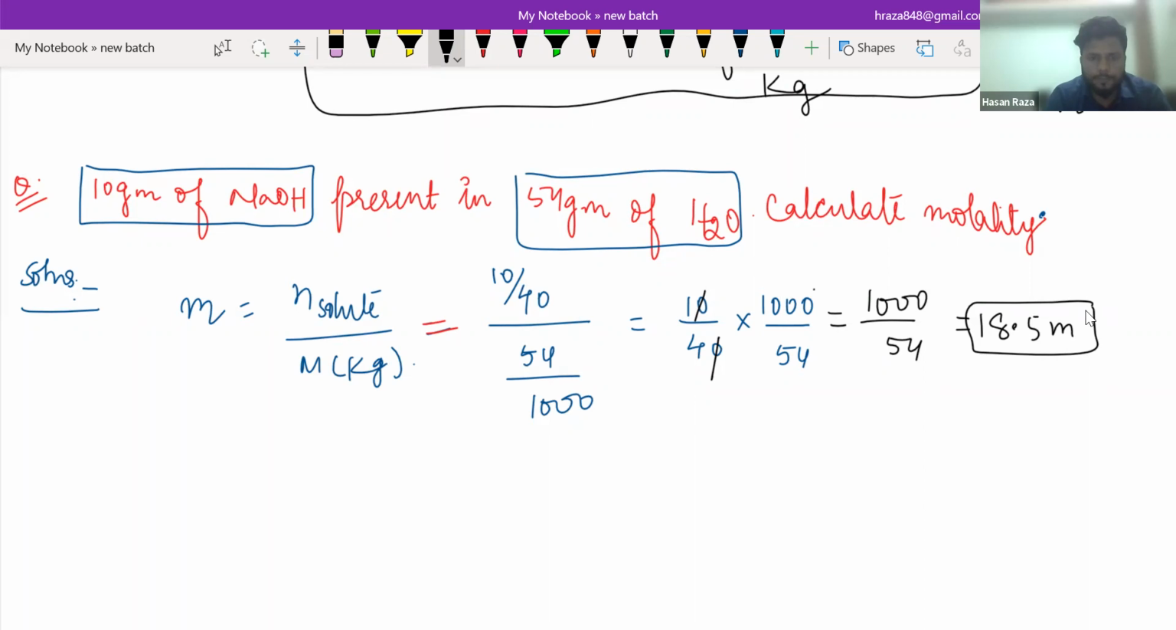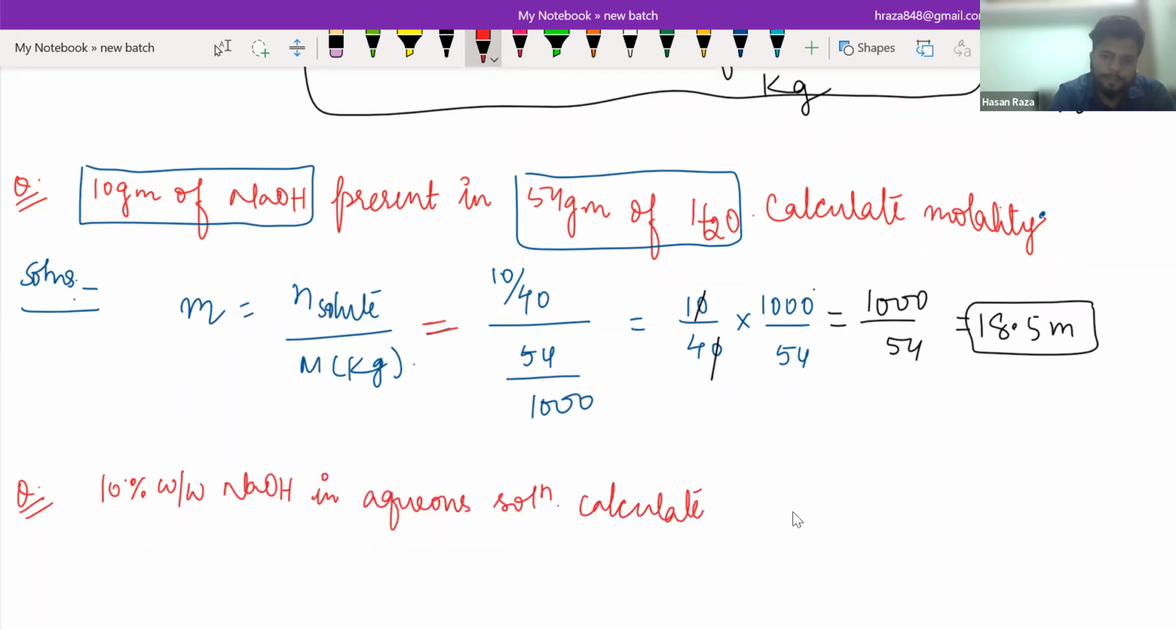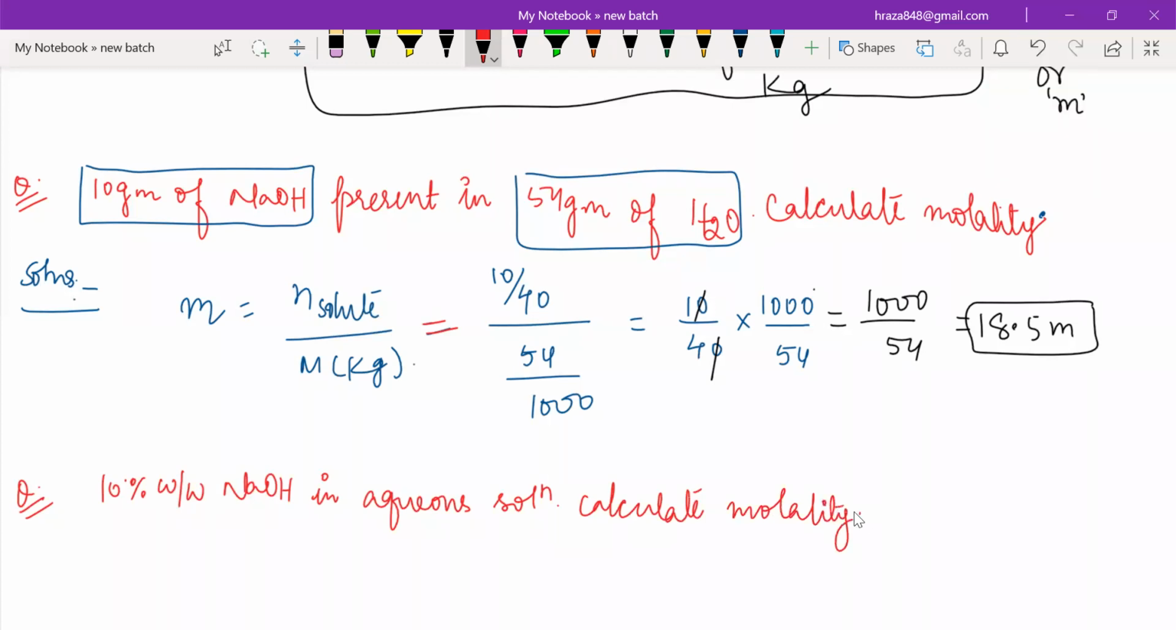Harsh, what was your answer? Sir, I had a calculation error. 1 minute, I'll just do it. Okay, just do it, and I'm giving you another question. Wait, solve. Calculate molality. Sir, I'm getting 18. 18 only. Yeah, it's 18.5? Yeah, 18.5.